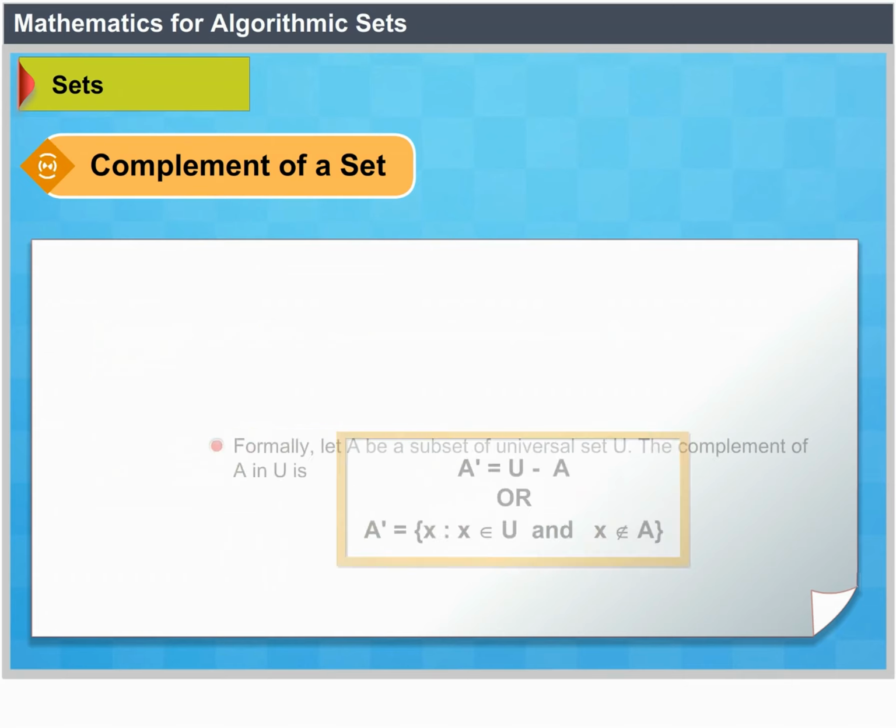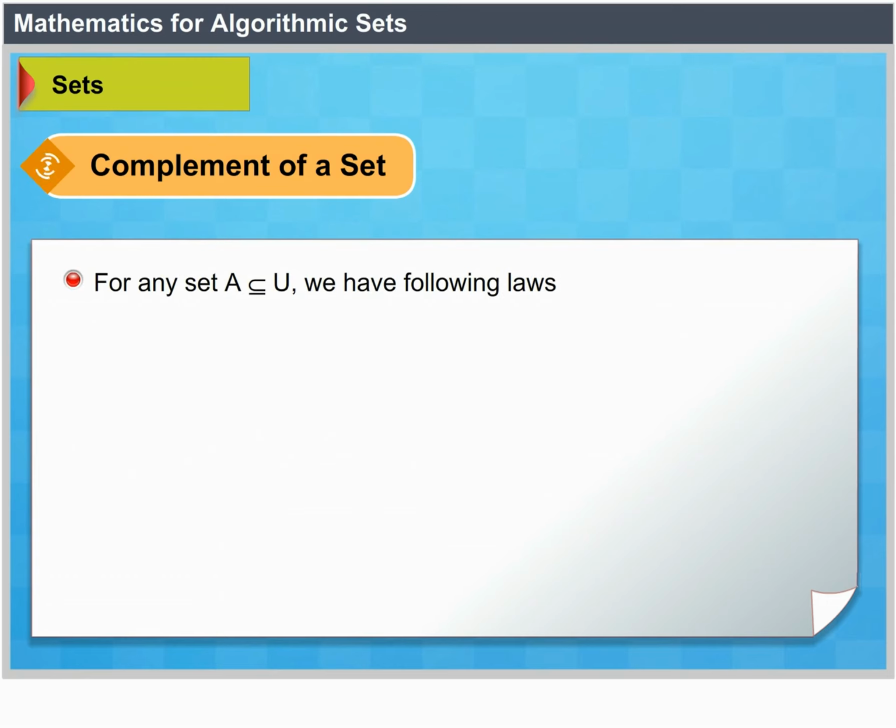For any set A that is a subset of U, we have the following rules or laws. A'' = A. A intersection A' = null or phi. A union A' = the universal set, which is represented as U.